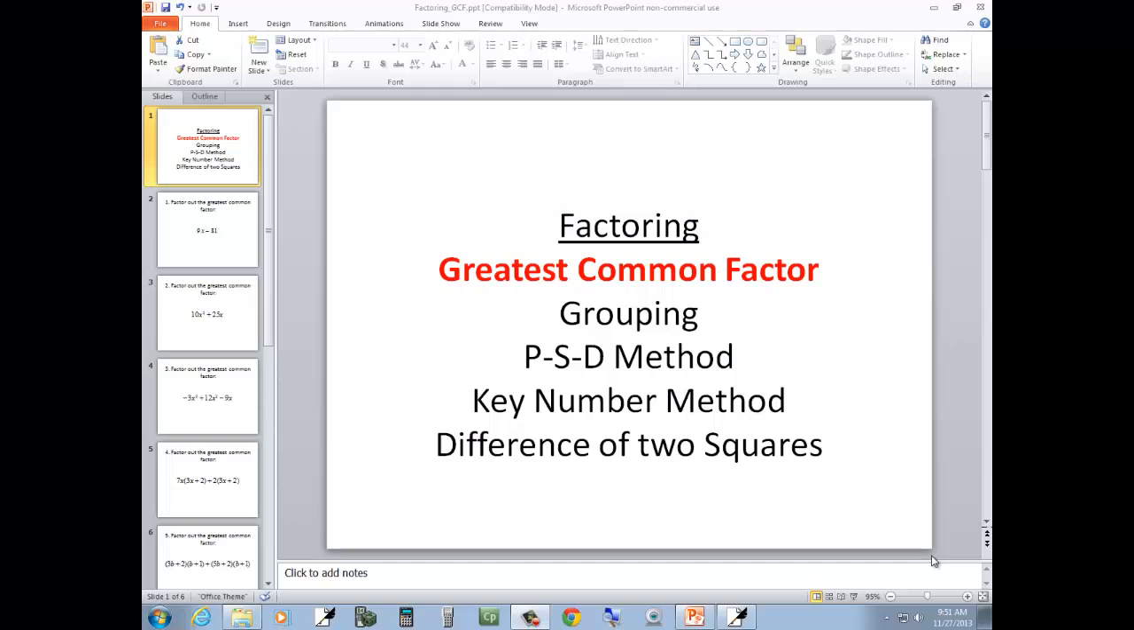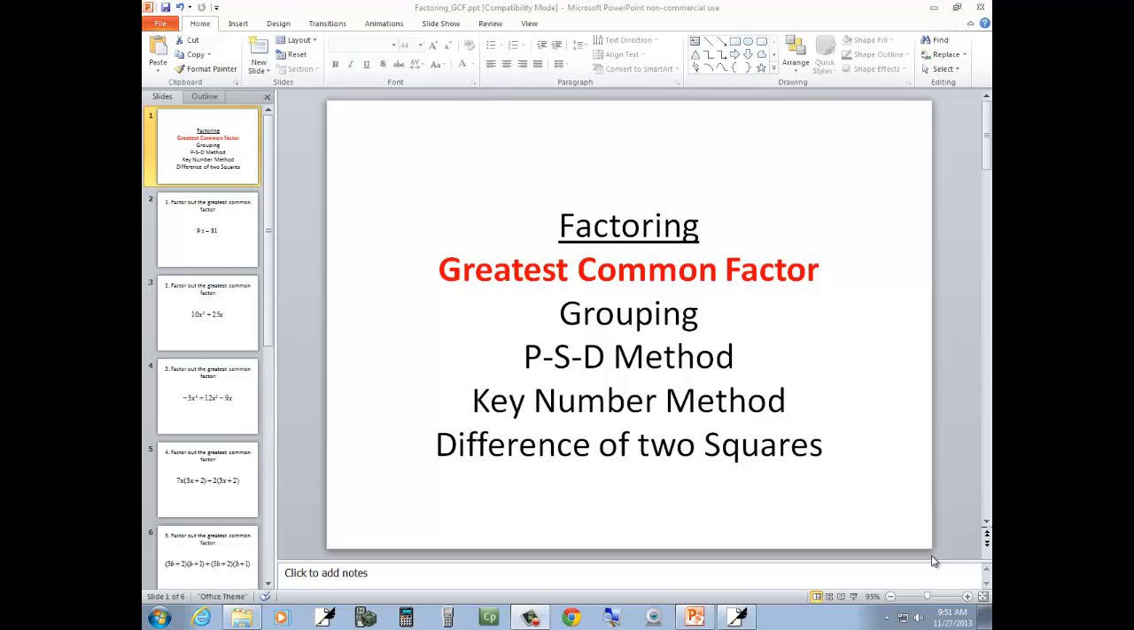There are 5 main methods for factoring. First one is greatest common factor, GCF. You always try to do this in a problem. Most of the time you just mentally look at it and you see if they have something in common. Then there's grouping. Use grouping when you got 4 or more terms.